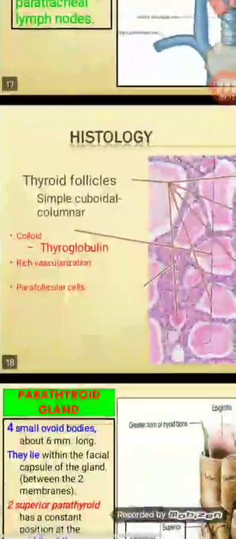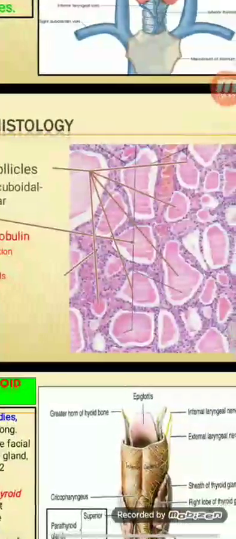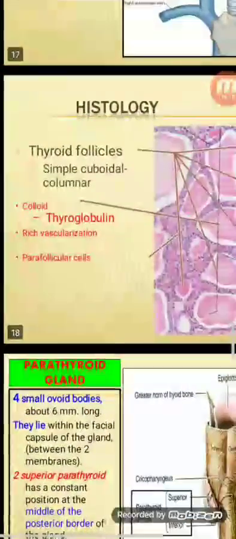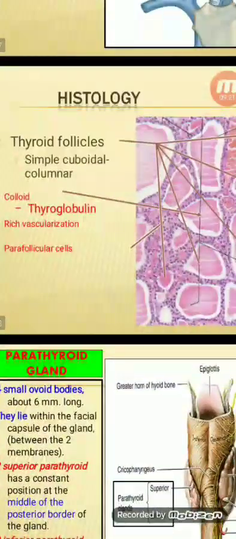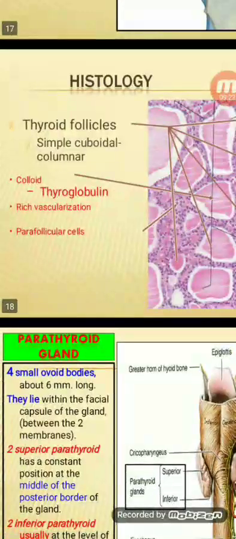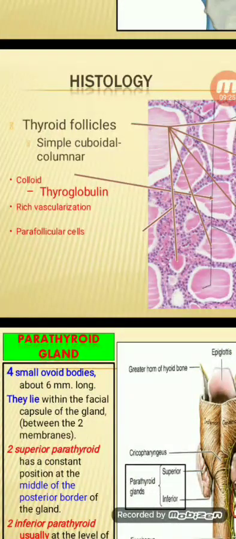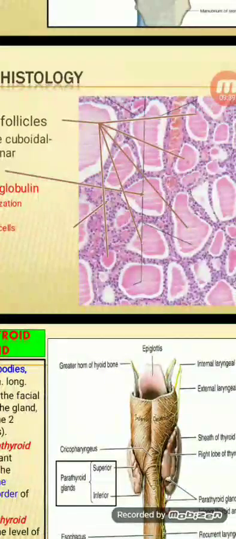Take a look at the histology of the thyroid gland. Take a look at the thyroid follicles. These are functional cells, lined by simple cuboidal epithelium, sometimes columnar epithelium, containing colloid, which is glycoproteins, thyroglobulins. Take a look at the parafollicular cells that secrete calcitonin.